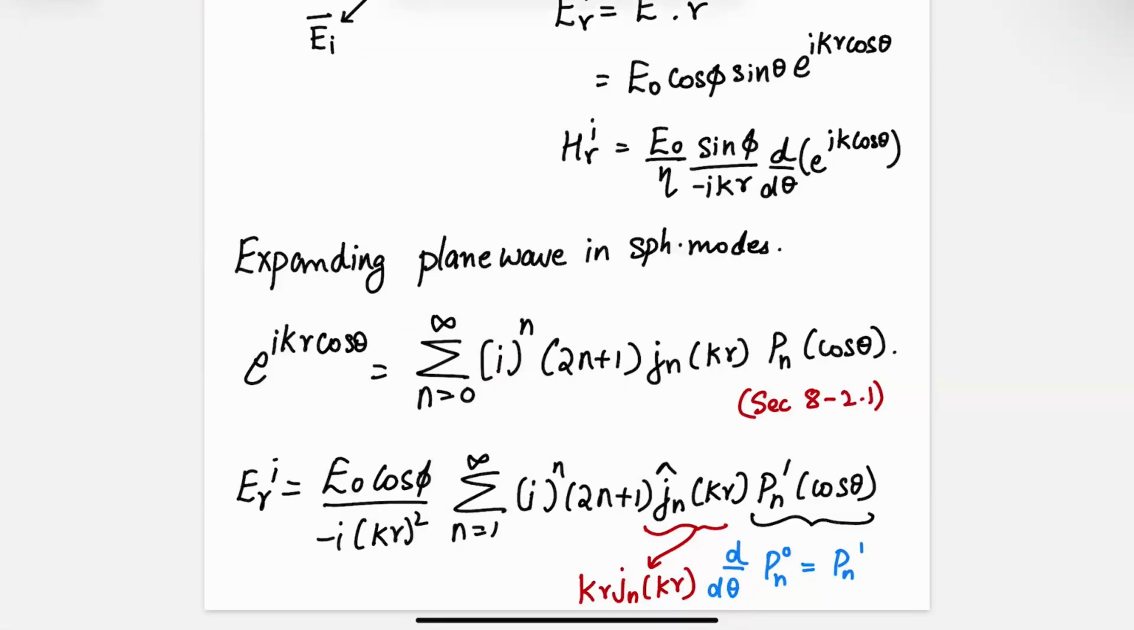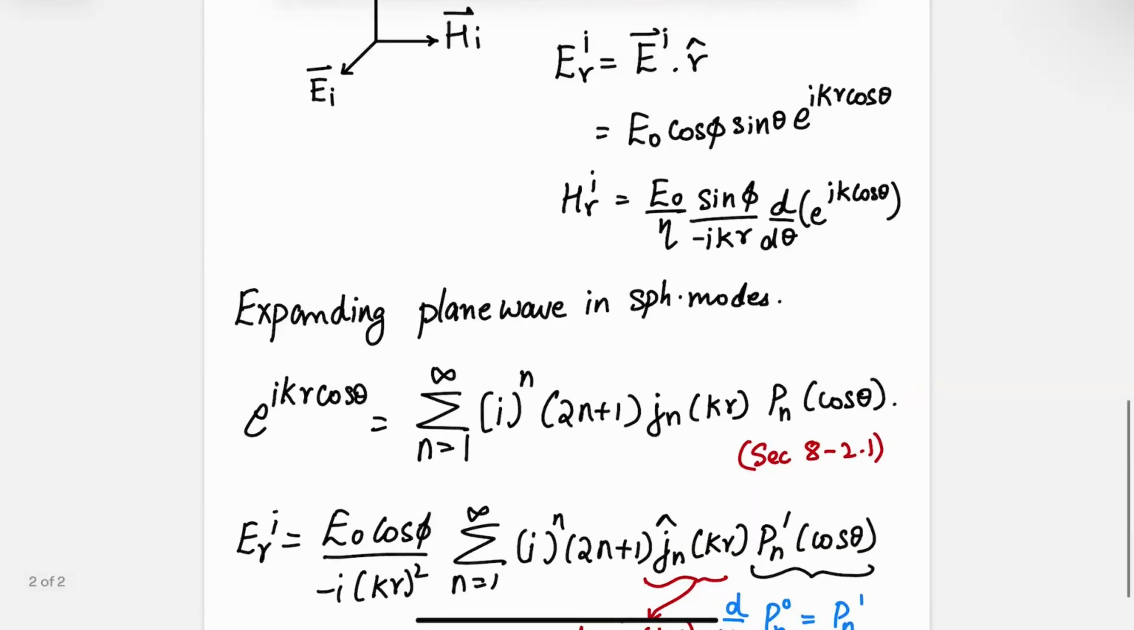A couple of mistakes I need to correct. This should be n equal to 1. And I made a small mistake here. It's not a mistake, rather I forgot to mention that we need to expand not just this part, but this whole thing. Okay, so to do that, I'll erase this.